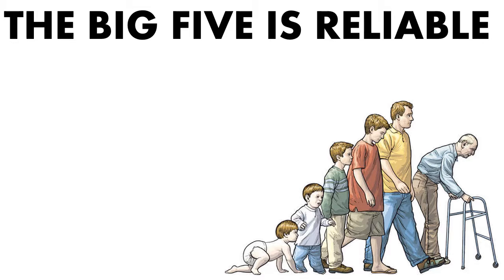The Big Five is reliable, so it stays relatively stable across the lifespan, measuring from a very young age to a very old age. In general, we all tend to become more conscientious and more agreeable as we get older. We call that maturity. Just like with hair color, we do see changes in personality across the lifespan, but they're gradual.